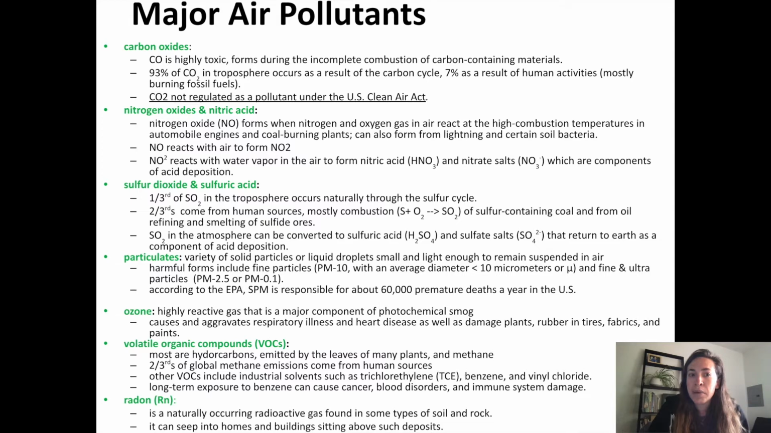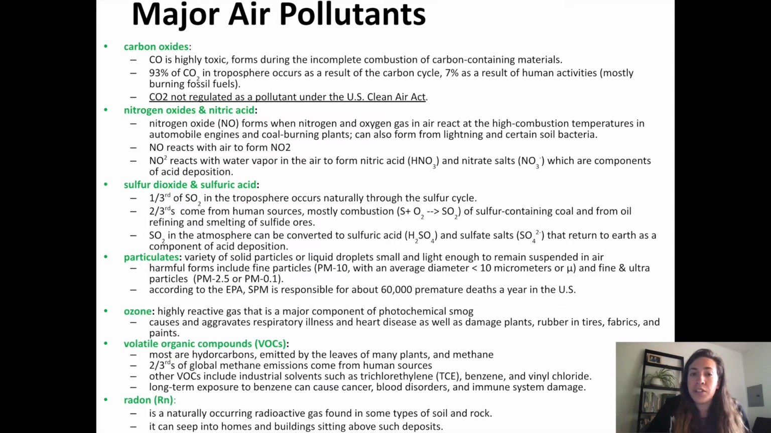Sulfur dioxide does much the same thing. Most of the sulfur dioxide in the atmosphere is actually coming from human sources. Only about a third is actually existing naturally due to the sulfur cycle. But combustion of coal, so the burning of coal, is going to significantly increase the amount of sulfur dioxides in our atmosphere. We also find it associated with some smelting of different metals, materials, etc. We're going to study a case study later in this unit that specifically highlights this particular issue.